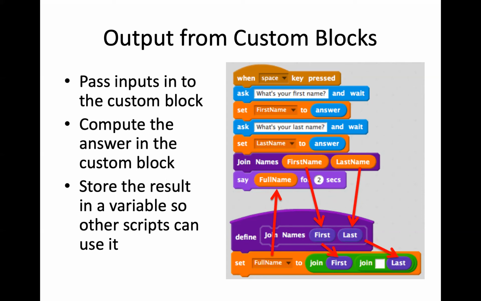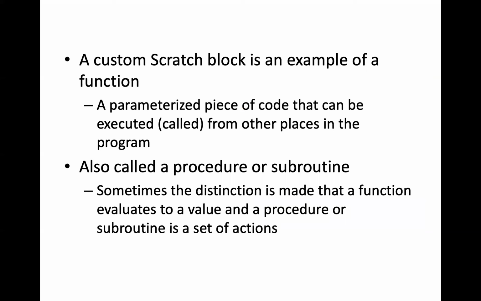Okay, so what's going on here? So a custom Scratch block is basically you're defining a function. So a function is a parameterized piece of code that can be called from other places in a program. And parameterized just means it takes parameters. They could be numbers, they could be strings, they could be something else. It just means we can send information through the parameters to a piece of code that we've written. It can compute using those parameters, and then it can do something or return a result.